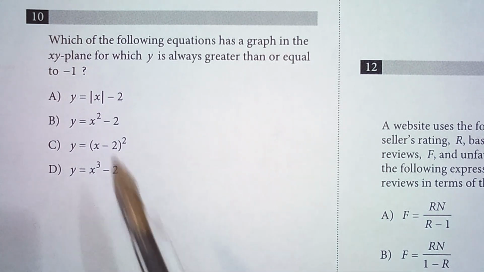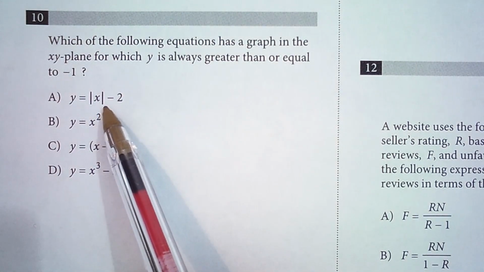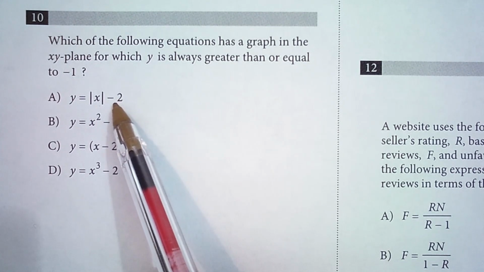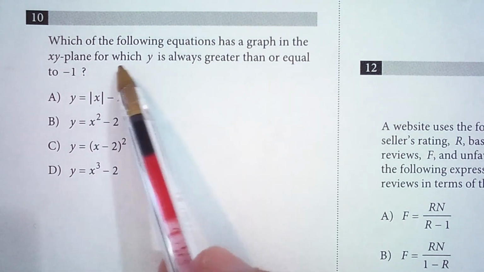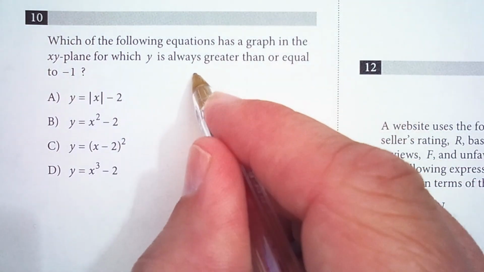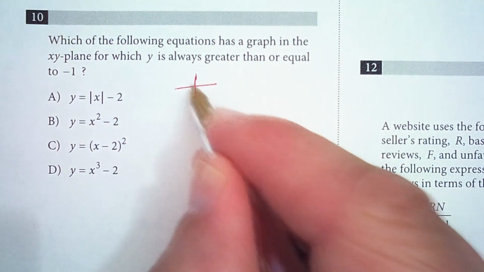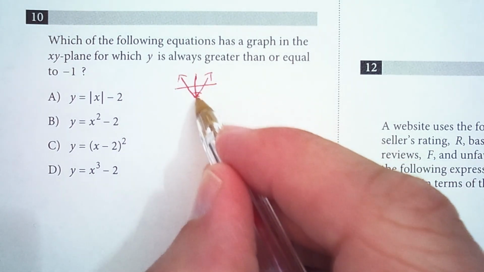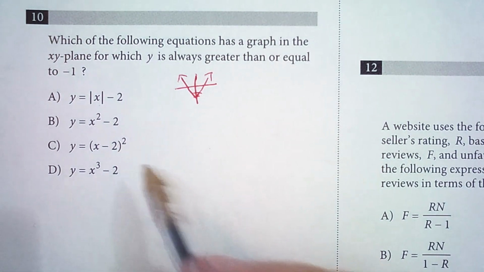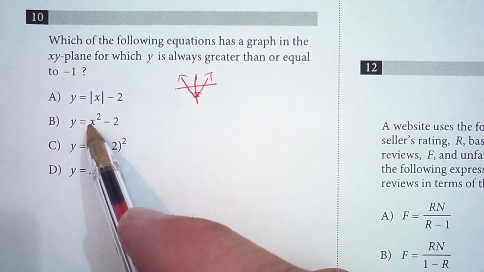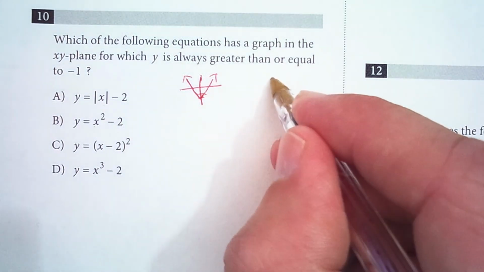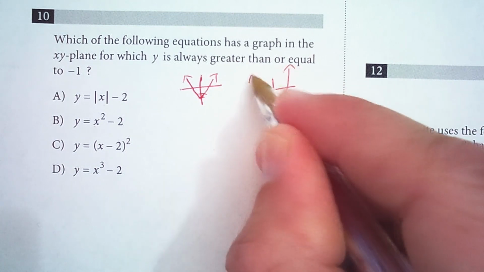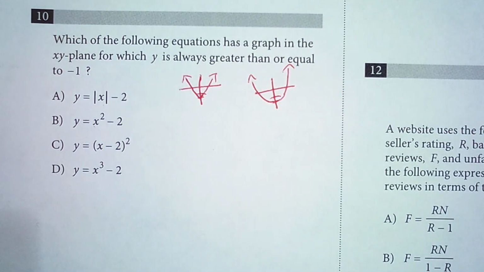So our first option here, y equals the absolute value of x minus 2. Absolute value is a V shape, and then it is shifted down 2, which is going to give me an output or a y value that is less than -1. So what that would look like is about like this, and I've got some y values here that are less than -1. Next, I have y equals x squared minus 2. That is a parabola, and it is shifted down 2. So it's going to look about like this, and I have y values less than -1 again.